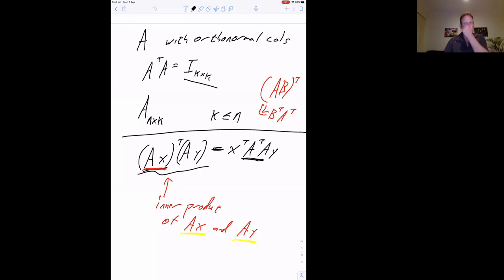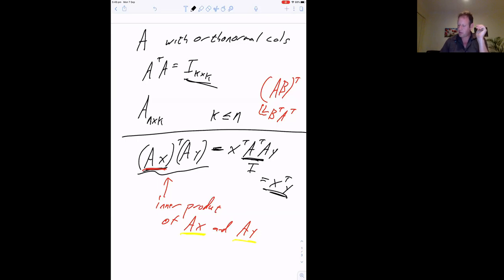What is this? It's identity, right? And it's this dimension of identity, but it doesn't matter. So then we get X transpose Y. So inner products are preserved. If you had two vectors in some space and you applied a matrix with orthonormal columns, or more specifically an orthogonal matrix if k equals n, inner products are preserved.